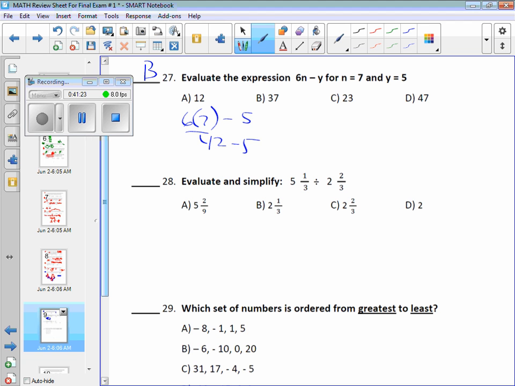Go ahead, Ben. Great. 5 1/3, improper. Keep it division. Don't do keep, change, flip again. What about the other one, Ben? Okay, now what? Keep going. Not yet. Yes, be careful with that. We can't cross reduce until we do this step first. Go ahead.